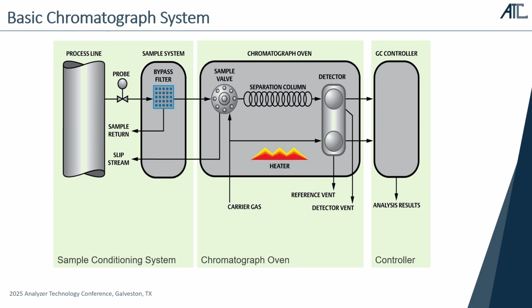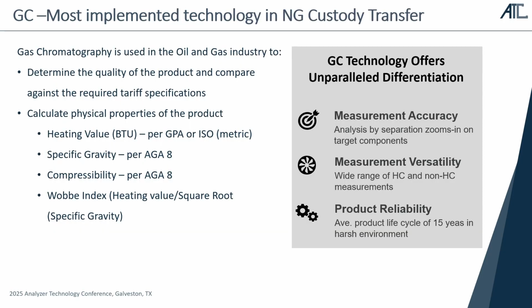So if we compare a chromatograph system with a human body, basically the sample system is like our circulation system, right? And the oven is the heart. And then the controller is the brain. So all these parts work together as a system to provide measurement. GC technology is the most implemented technology in natural gas custody transfer and generally in the oil and gas industry. GC provides comprehensive composition analysis.